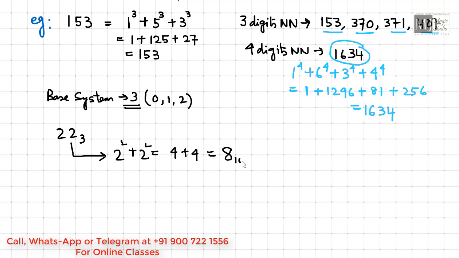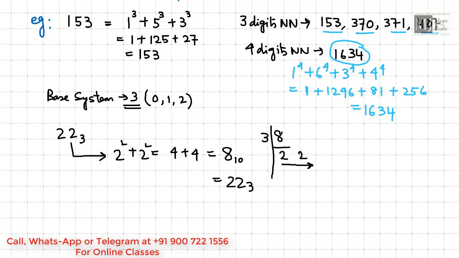This is in base system 10. Now let me convert this 8 into base system 3. If I divide 8 by 3, it will go 2 times and the remainder is 2. Now I can't divide 2 any further, so it becomes what? 22. That means 8 in number system 10 is nothing but 22 in number system 3.